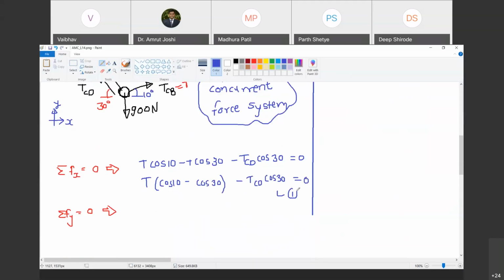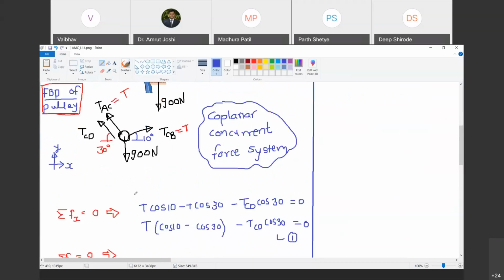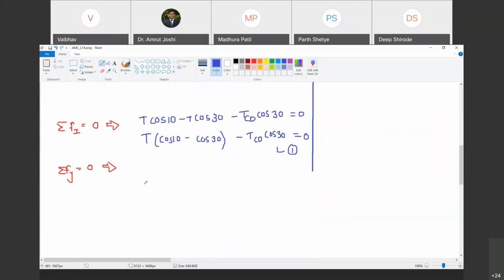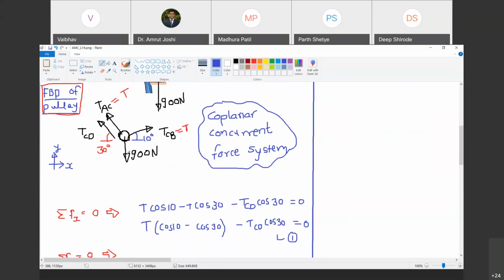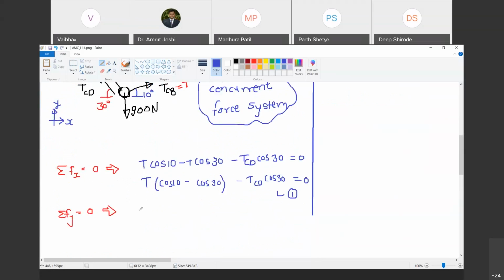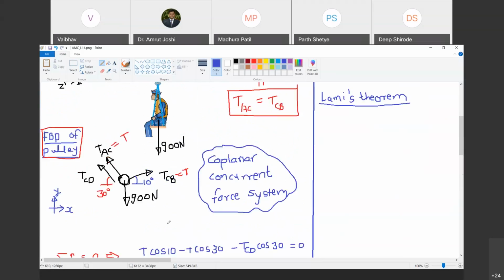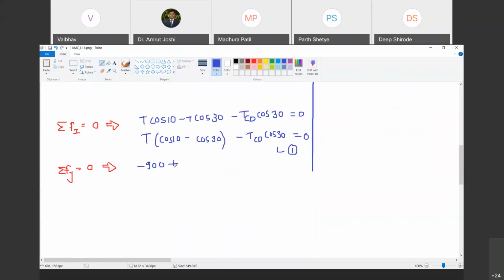This is equation number 1. Happy? Yes. Now let us look at equation number 2. For that, I am going to take summation Fy equal to 0. When I equate the summation of y components of all forces to 0, what is the equation that I get? What is the y component of this 900 newton force? The 900 itself. Do you agree with me? So it is going to be minus 900. Fine. Then what is the component of this TCB? T sin 10, and it is positive. Agreed? Positive, upwards.